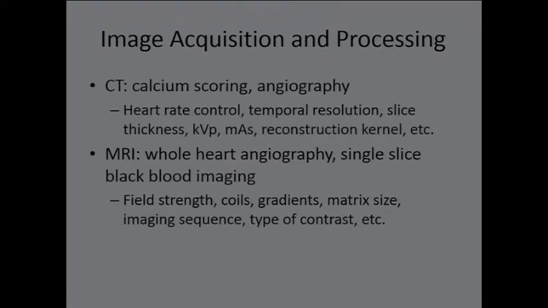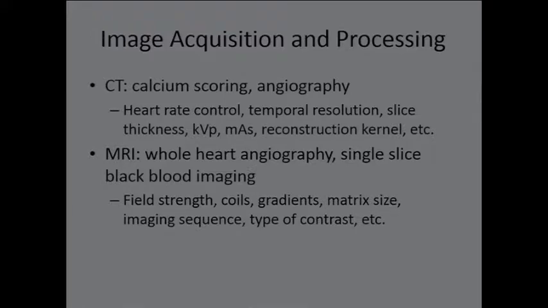So as we've been hearing all weekend, image acquisition and processing is essential, especially when we're trying to image things as small as the coronary artery wall, which can be sub-millimeter. So it's critical to pay very close attention to our parameters when we're doing CT calcium scoring or angiography, including optimizing patient preparation and optimizing our sequence parameters.